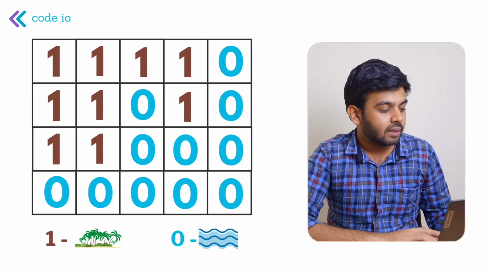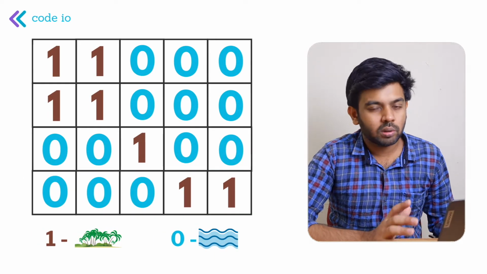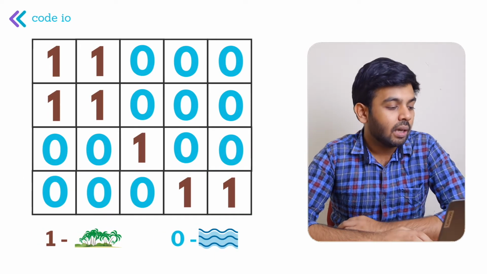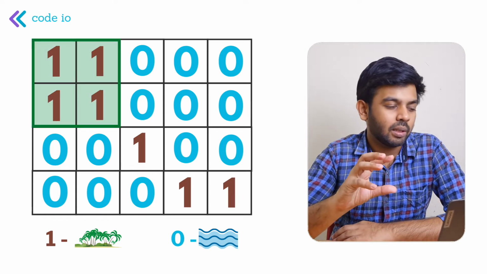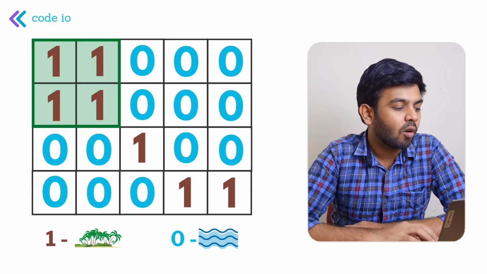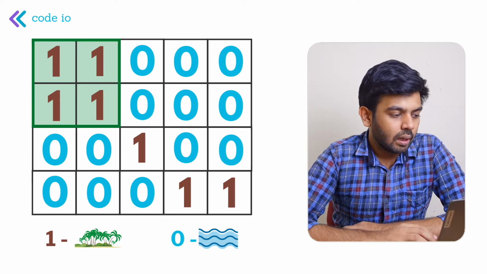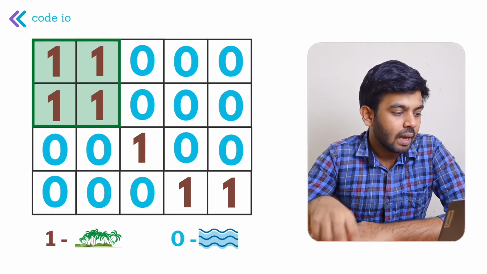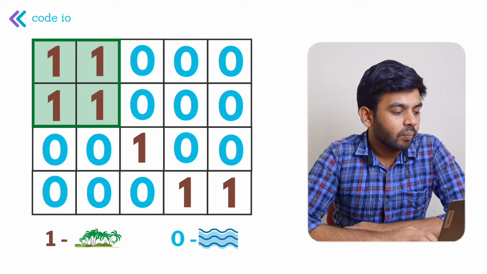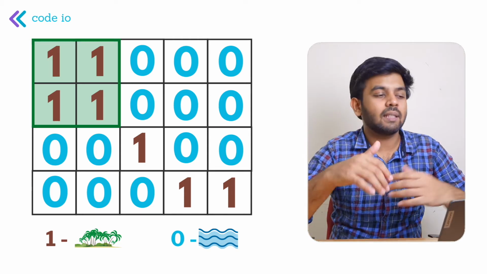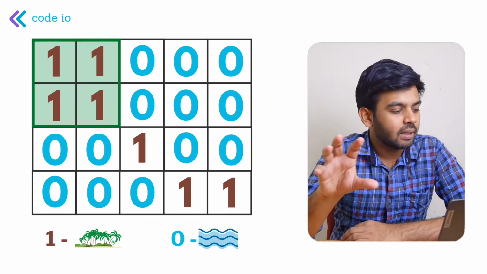Whereas in the second example, we have a similar matrix with 4 rows and 5 columns. But here you can see there is a 2 cross 2 matrix formed at the first 2 rows and first 2 columns. That has ones, and it is surrounded by water in every other area. It doesn't have anything else to the top and left, and it is surrounded by water in every other part.